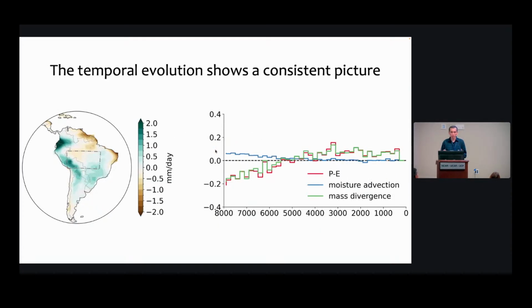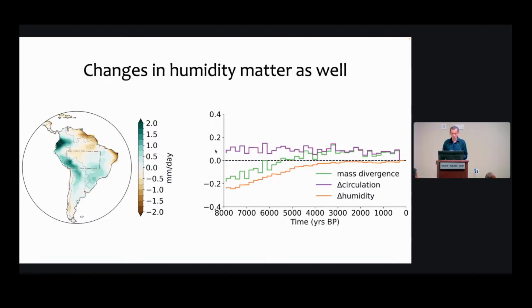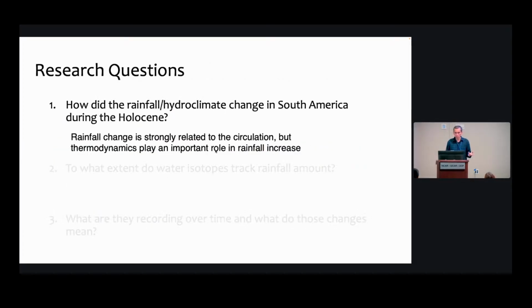We can look at it also in a temporal view, where I took a box average of this region, and then we look at P minus E, moisture advection, and mass divergence, and this is consistent with what I just showed you in the spatial view. The interesting part is when we look at the circulation change and humidity part on the right-hand side time series. You will see that the purple and green mostly vary together, but during the early Holocene, you see that there's an increase in the moisture part where it's mostly driven by humidity. So this shows that humidity matters as well. This kind of addresses the first question I have.